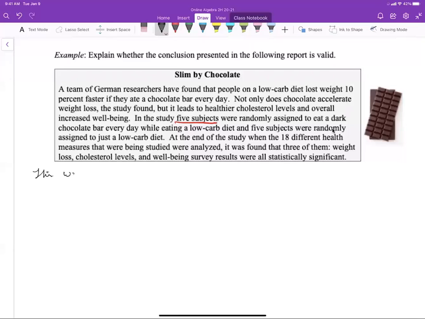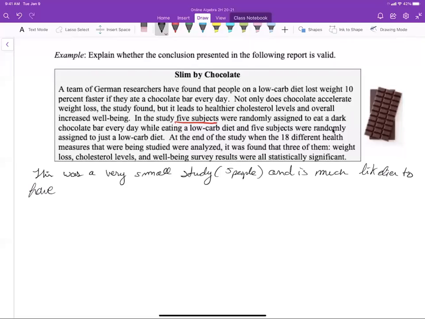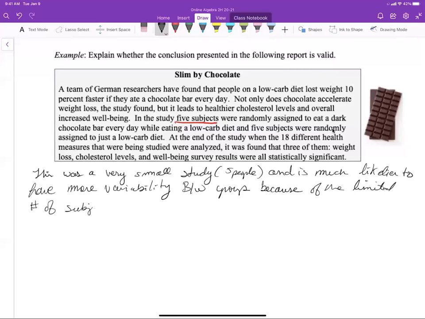So this was a very small study. There were only 5 people, and it is much likelier to have more variability between groups because of the limited number of subjects that they studied.